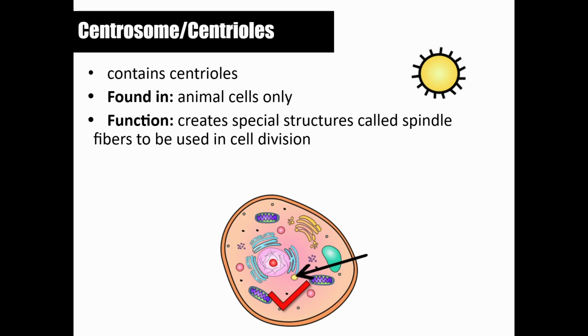You then have centrosome and centrioles. Now, these contain centrioles. They're found in animal cells only, and the function is to create specialized structures called spindle fibers that will be used in cell division. And they're usually drawn like this because the spindle fibers are usually just sitting there and they just start growing longer and longer and they become really long tentacle, jellyfish looking things.